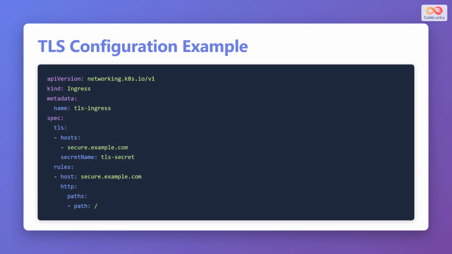Here's how you configure TLS in an Ingress resource. The API version is networking.k8s.io/v1, and the kind is Ingress. Under the spec section, you add a TLS block. Inside TLS, you specify the hosts array containing the domains that will use this certificate, such as secure.example.com. The secretName field references a Kubernetes secret that stores your TLS certificate and private key. Then, in the rules section, you define your normal routing rules for that host.